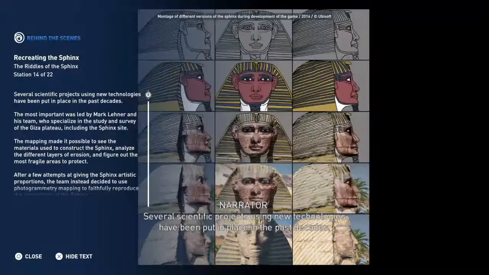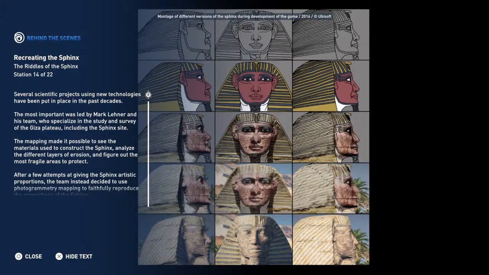Several scientific projects using new technologies have been put in place in the past decades. The most important was led by Mark Lehner and his team, who specialize in the study and survey of the Giza Plateau, including the Sphinx site. The mapping made it possible to see the materials used to construct the Sphinx, analyze the different layers of erosion, and figure out the most fragile areas to protect.